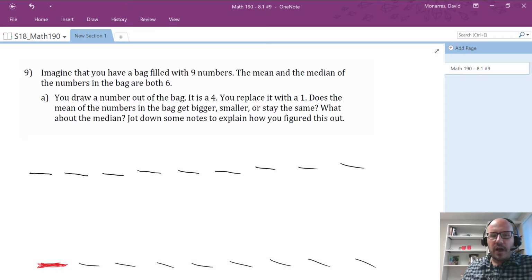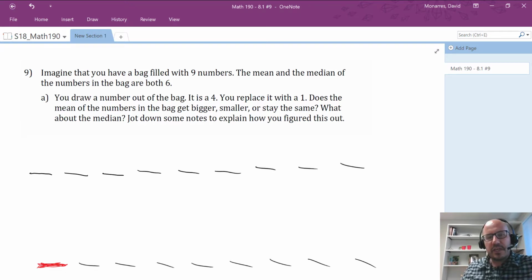Okay, so we're going to start off reading number 9 because it's kind of the hardest one to visualize. It says, imagine you have a bag filled with 9 numbers. The mean and the median of the numbers in the bag are both 6. You draw a number out of the bag. It is a 4. You replace it with a 1. Does the mean of the numbers in the bag get bigger, smaller, or stay the same? What about the median? Jot down some notes to explain how you figured this out.